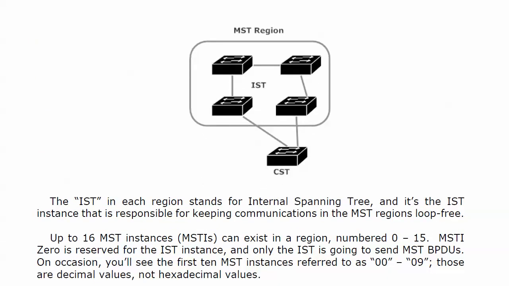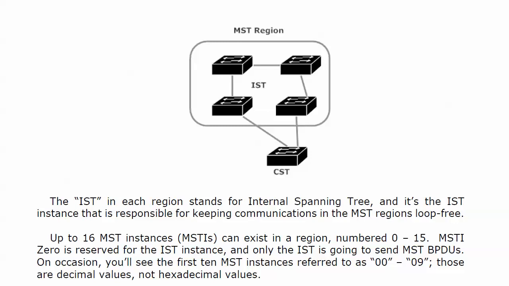in this example and in any other, not only does CST not know what's going on inside that region, it doesn't want to know what's going on inside that region. That is actually up to the IST. That's internal spanning tree, and it's the IST instance that is responsible for keeping everything inside a given region loop-free. That's all there is to it.